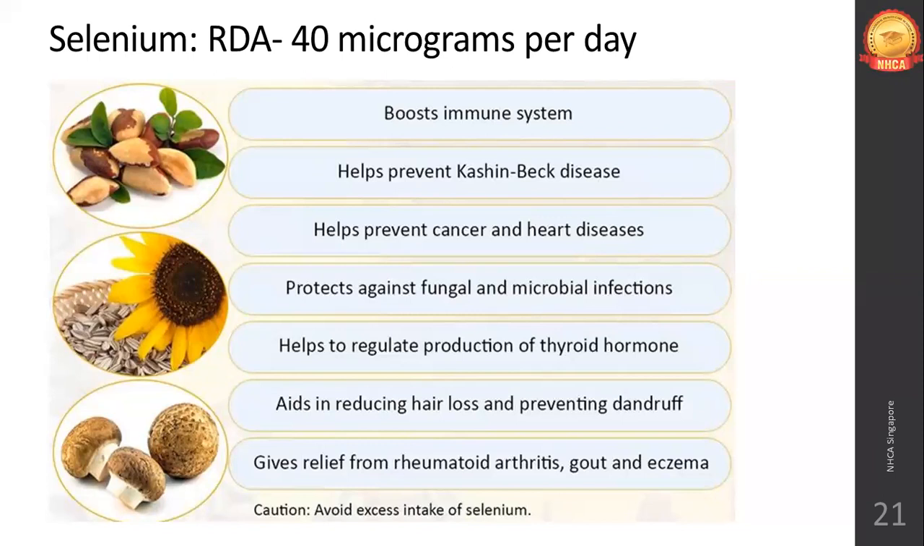It also acts as an antioxidant, very similar to vitamin E. RDA is around 40 micrograms per day, very little, but you get that amount of selenium from any diet. Best sources are meat, seafood, cereals, and millets. Bioavailability is less in cereals and millets, but it is still present.